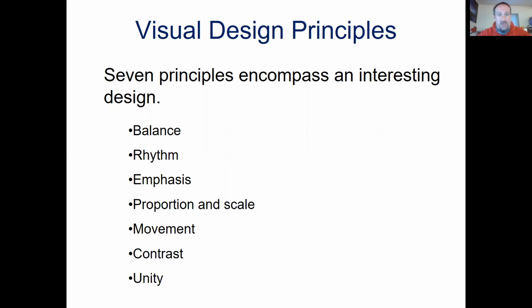Okay, so now we're going to talk about the visual design principles. There are 7 principles that encompass an interesting design. We have balance, rhythm, emphasis, proportion and scale, movement, contrast, and lastly, unity.